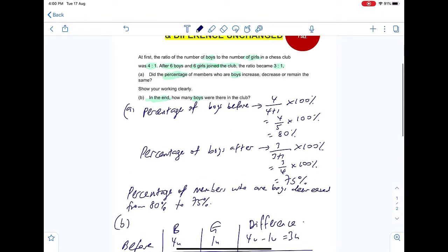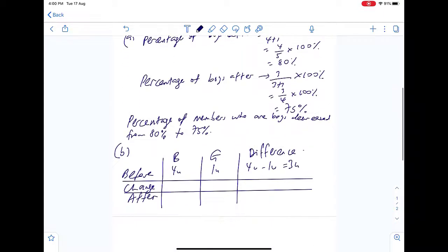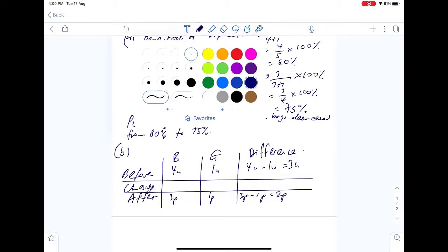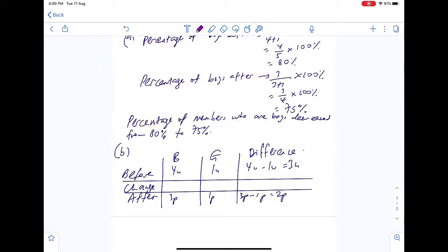Now in the end, the ratio became 3:1. So 3 parts, 1 part. Cannot use units because they may carry different values. What is the difference then? 3 parts minus 1 part. The difference will be 2 parts. And then observe that this is 3, this is 2. Cannot happen like that. It must be made the same. So we will times 2 here, we will times 3 here.